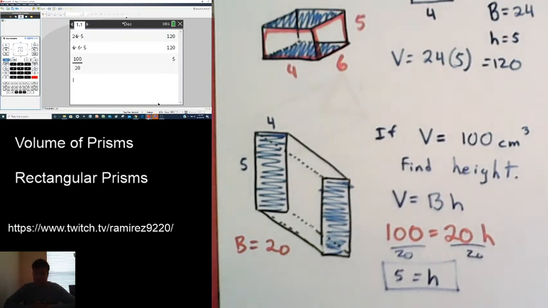Rectangular prisms, again, are one of the easier shapes. This is how you go ahead and find the volume and how to find the missing side, basically, if you were working backwards.